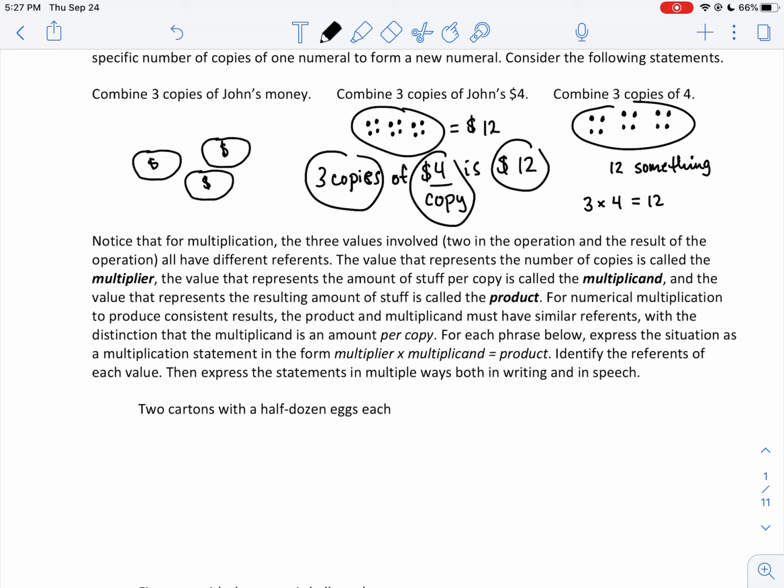And for numerical multiplication to produce consistent results, the product and multiplicand must have similar reference, with the distinction that the multiplicand is an amount per copy. That's what I was saying here a moment ago about the 4 and 12 having the same referent. They're both referring to dollars, but the 4 is a dollar amount per copy, where the 12 doesn't have that distinction.